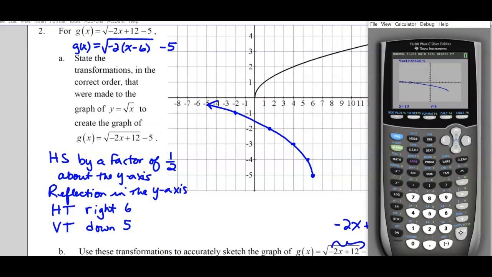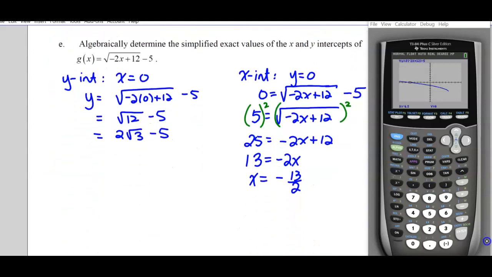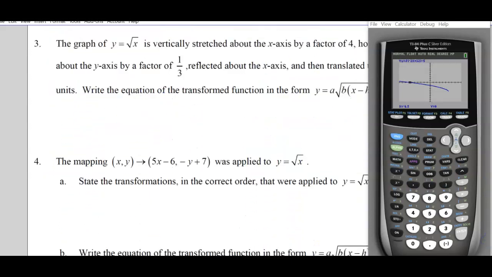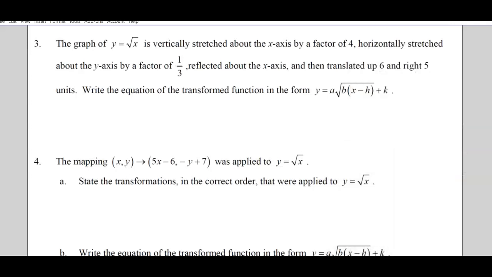Intersect is the second fastest way. Enter y2 equals 0 and do intersect. Third fastest is to find the zero of that function.